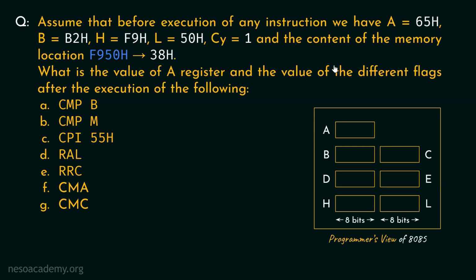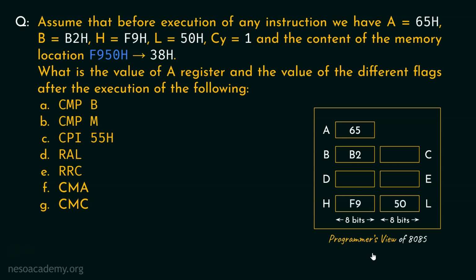As mentioned in the question, within the accumulator, that is the A register, we are supposed to load the value 65. Remember, all the values that we will be loading are going to be hexadecimal values. Now coming to the B register, we are supposed to have the value B2H. So let's load that as well. In the general purpose register H, we will have the value F9. And in L, we will have the value 50. So let's load them as well.